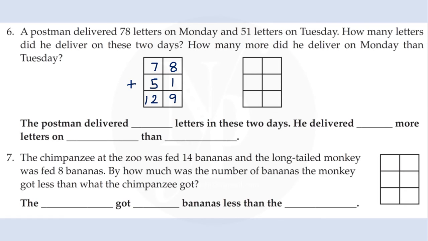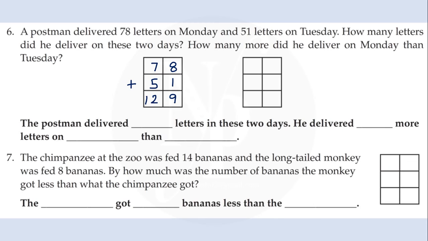In the second part of the question, what we have is, how many more did he deliver on Monday than Tuesday? So when you look at these numbers 78 and 51, 78 is more than 51. So the postman has delivered more letters on Monday than Tuesday. So to find how many more letters he delivered on Monday, we have to subtract 51 from 78. Let us do that now.